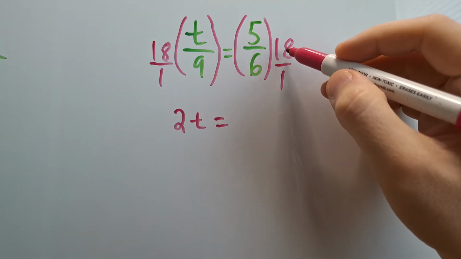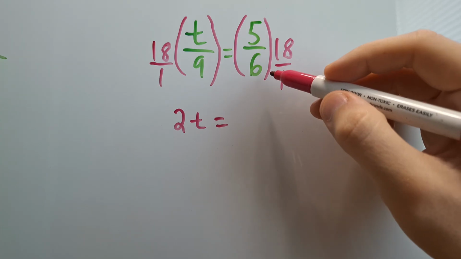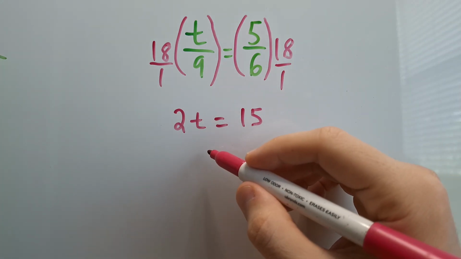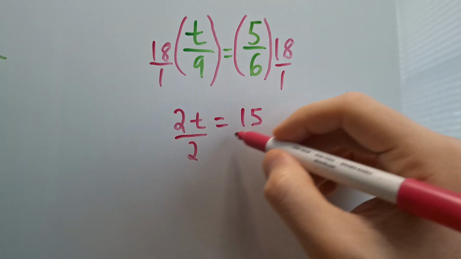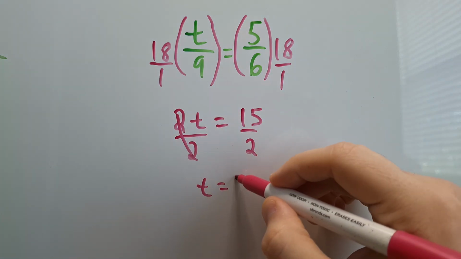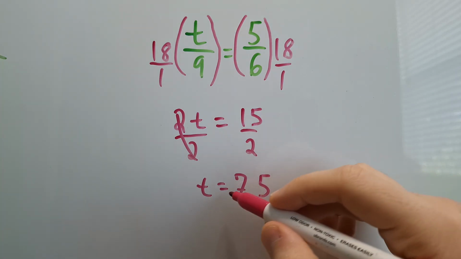5 times 18, that's 90. 90 divided by 6, that gives me 15. When you divide this out, t is equal to 7.5.